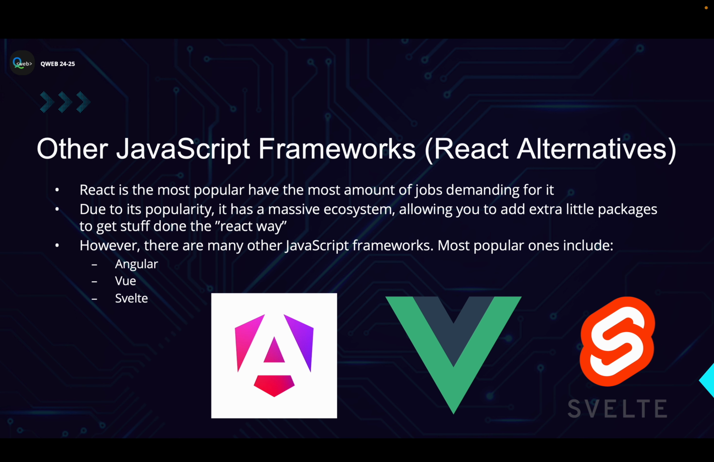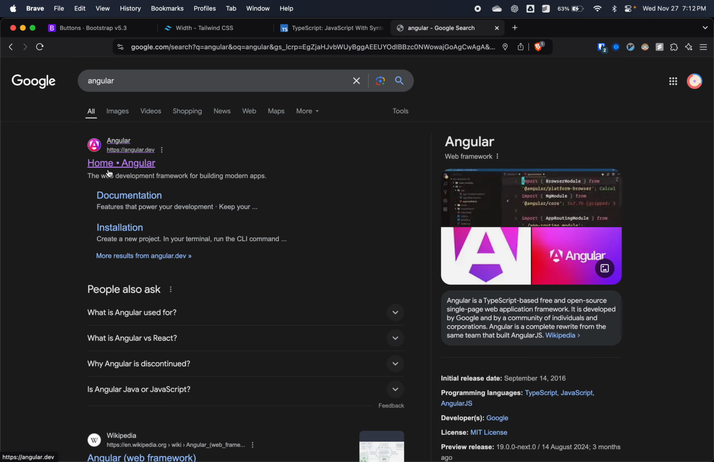And of course, there are other JavaScript frameworks available. We learned about React, but there are a lot of JavaScript frameworks out there. And the three most popular alternatives are Angular, Vue, and Svelte. Svelte is less popular. It's more modern, but Angular is quite old. Angular is actually older than React, I think. And it's created by Google. And they actually have a pretty amazing website, last I checked.